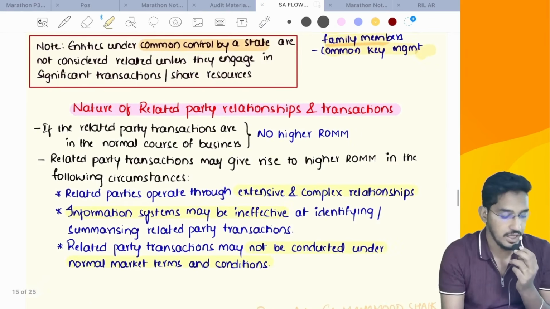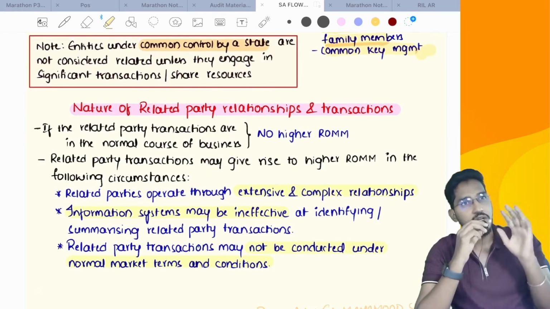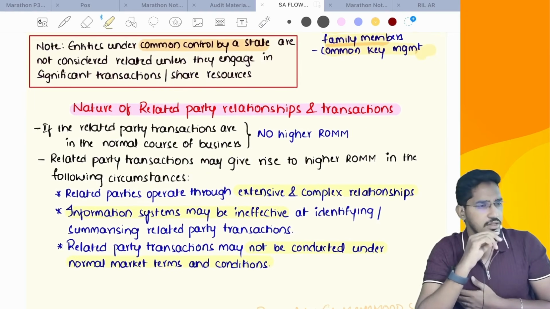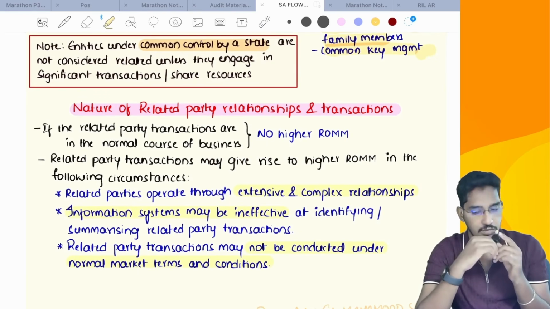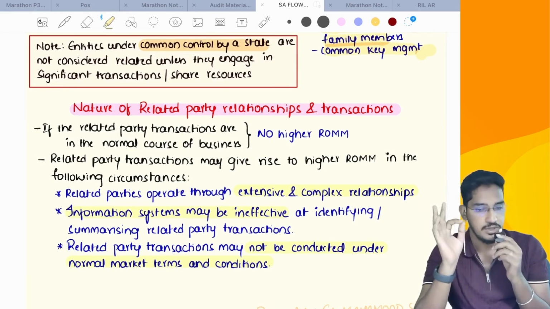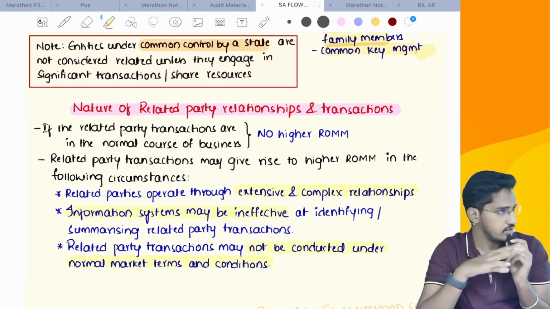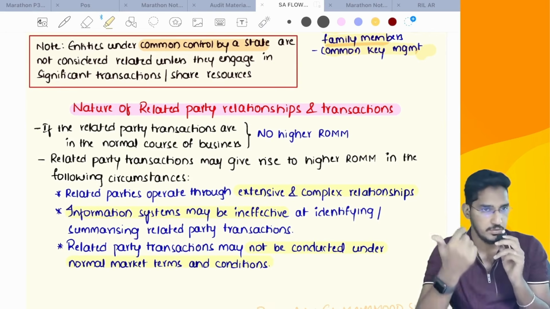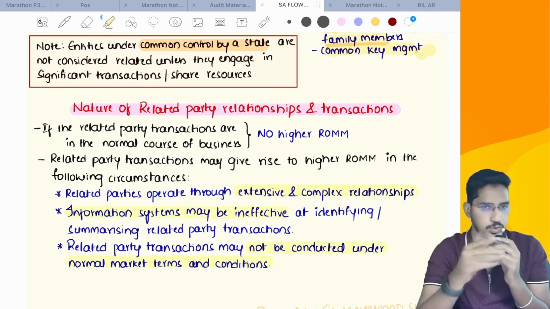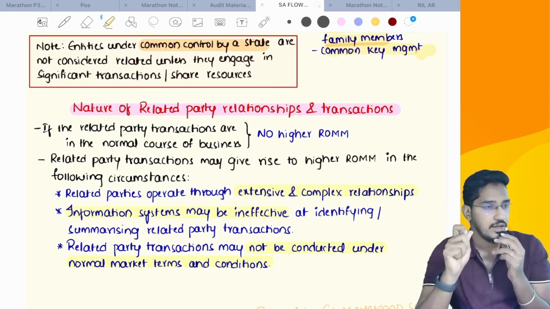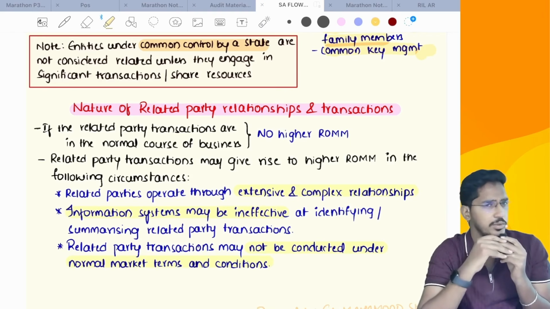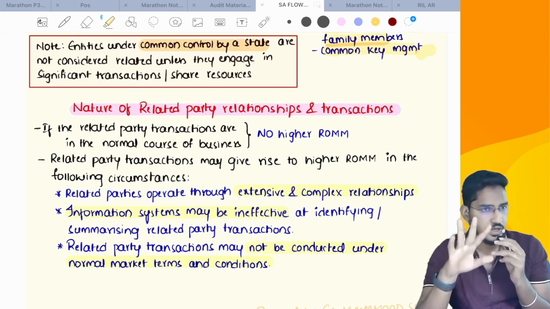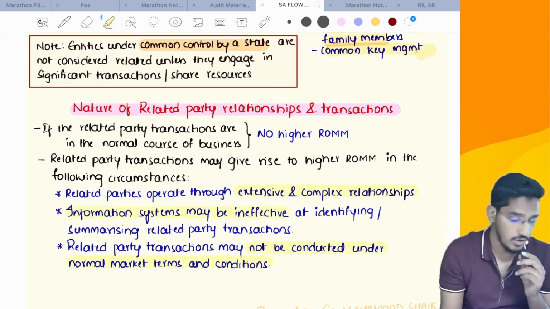Then, talking about the nature of the related party transactions. If related party transactions are happening like a normal transaction, under the same terms and conditions under which normal transactions happen, be it price, payment terms, or delivery terms, whatever it is, then there will be no high risk of material misstatement. Then they will have low risk only, when they are equal in all terms.